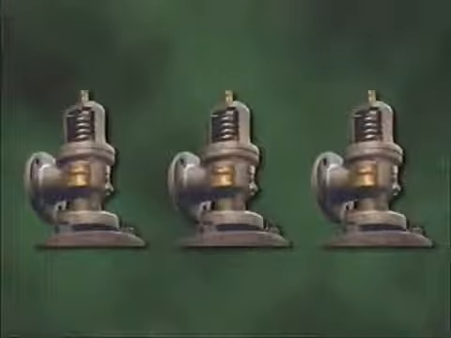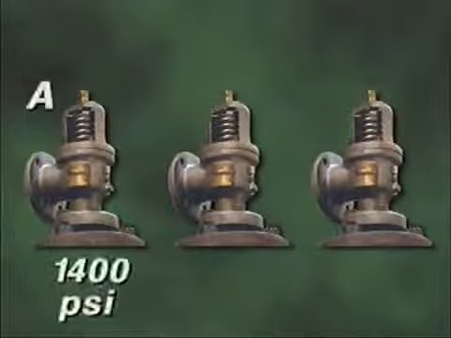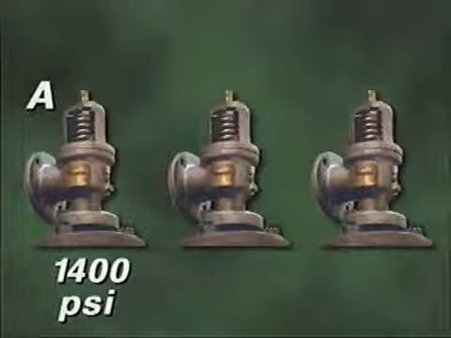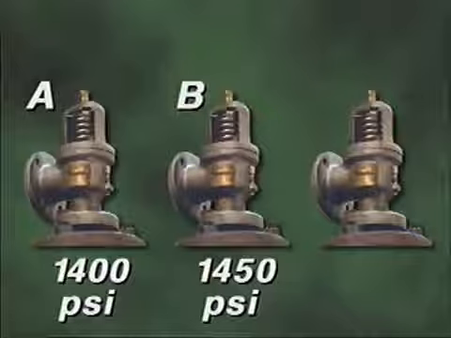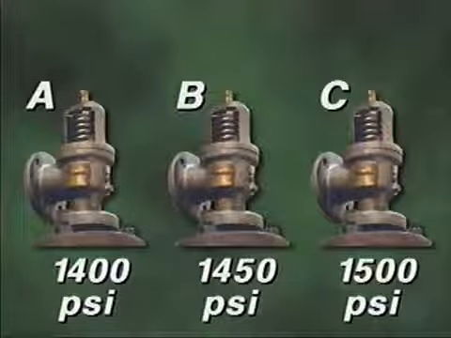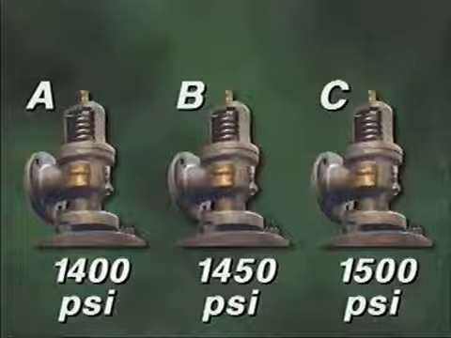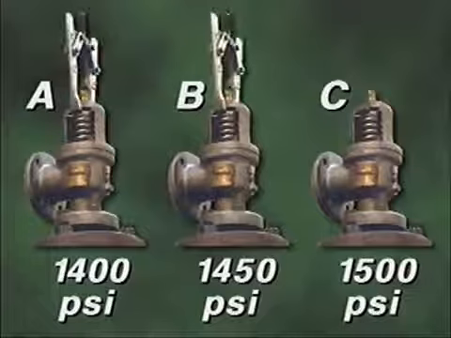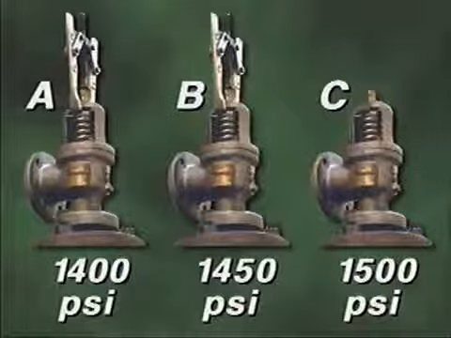For example, assume that a system contains these 3 safety valves. Valve A is set to open at 1400 psi. Valve B at 1450 psi. And valve C at 1500 psi. If you're going to test valve C, you must gag valves A and B because the popping pressures of A and B will be exceeded during the test of valve C.